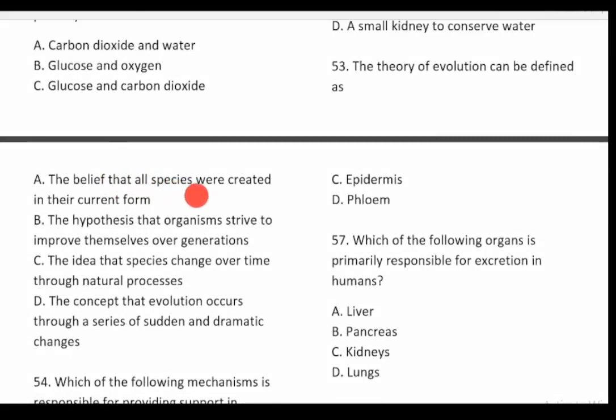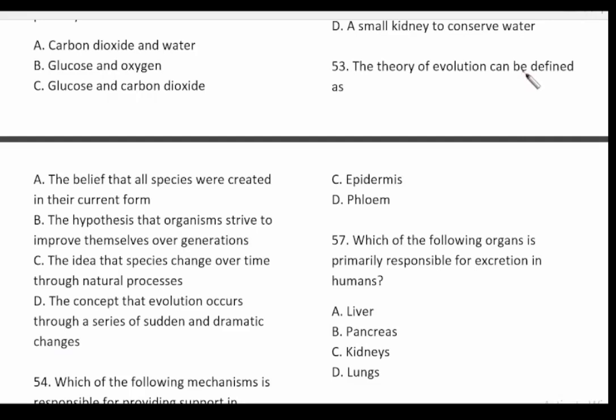Question 53 there says, the theory of evolution can be defined as A. The belief that all species were created in their current form. B. The hypothesis that organisms strive to improve themselves over generations. C. The idea that species change over time through natural processes. And D. The concept that evolution occurs through a series of sudden and dramatic changes. When we look at the theory of evolution, it helps us to understand that there have been a series of changes that have taken place over a very lengthy period of time.